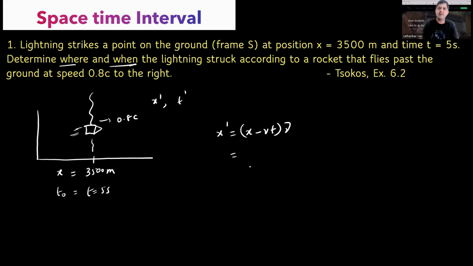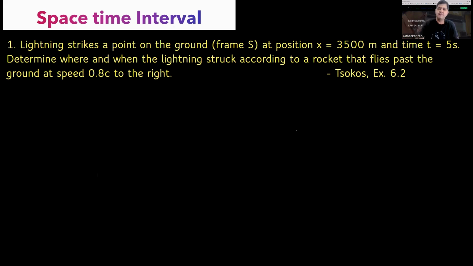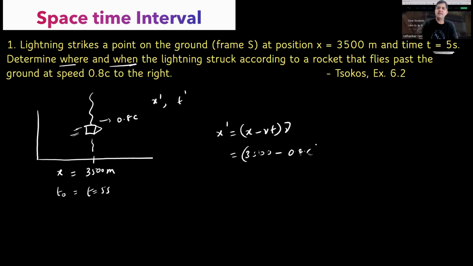Okay, now let us substitute all the values. What's the value of x? 3500 minus v. What is v? V is 0.8c, and the t value is not known to us. How do I find the value of t? t is equal to 5 seconds. It's given here. t is equal to 5 seconds, so 5, into gamma. What's the value of gamma?